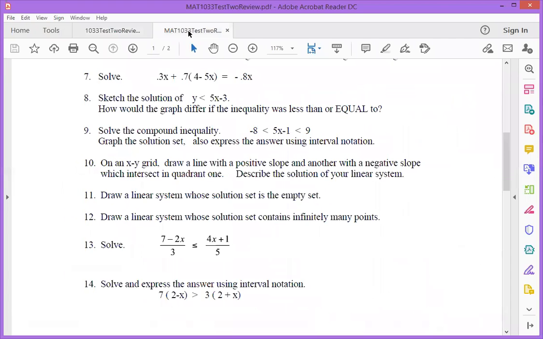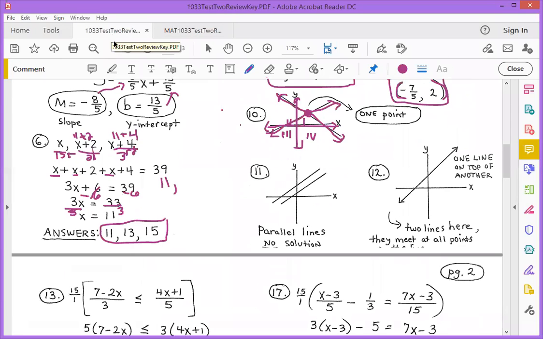Now, problem number 11, we want to draw a linear system that has the solution that is the empty set. So we want to know, what is that graph that has no solution? What does that system look like? That system looks like 2 parallel lines. And this system has no solution because these lines will never intersect each other. They're never going to touch like example 10. Therefore, they have no solution.